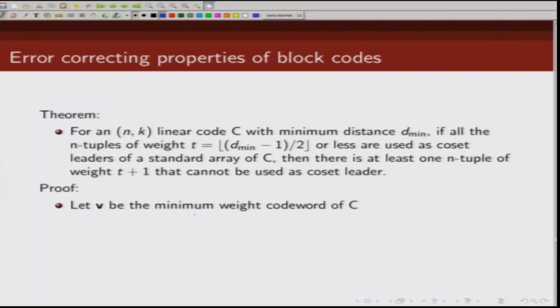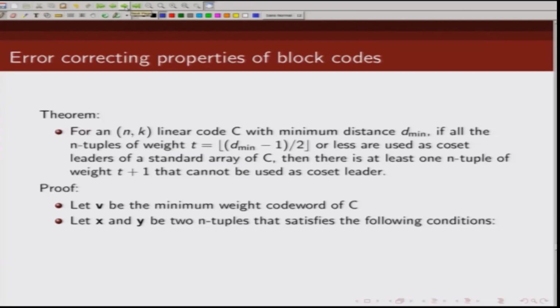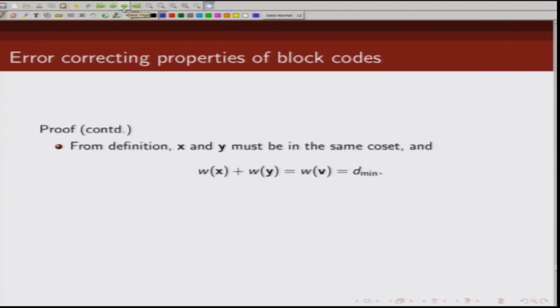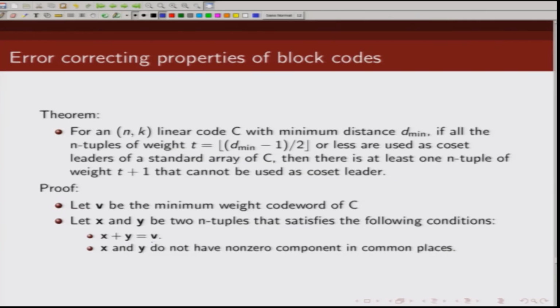So, let us assume V is the minimum weight code word of C, and we have two n-tuples x and y which satisfy the following conditions. First, x plus y is equal to V, and x and y do not have any component in common. So, they do not have ones in the same position. So, from the definition, x and y must be in the same coset. Why? Because we know if two elements are in the same coset and we add them, the sum is a valid code word. So, if x plus y is equal to V, which is a valid code word, then x and y must be in the same coset.